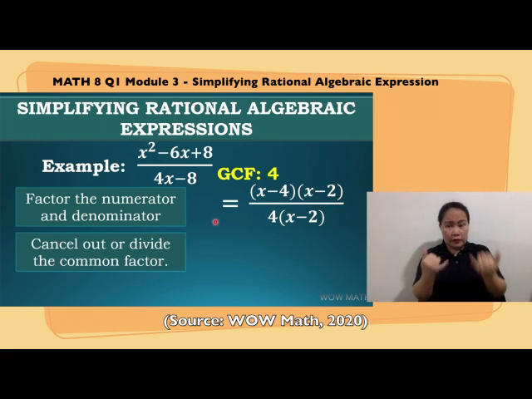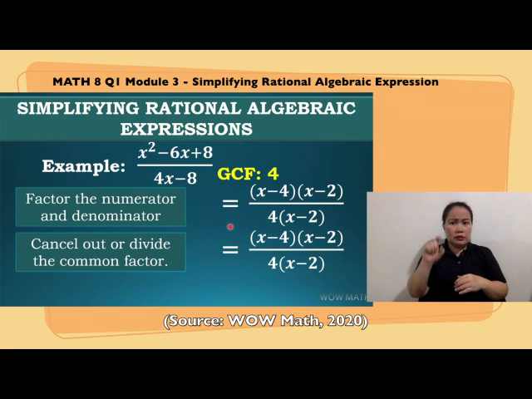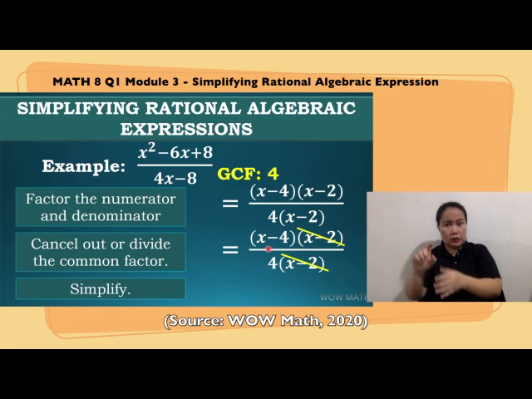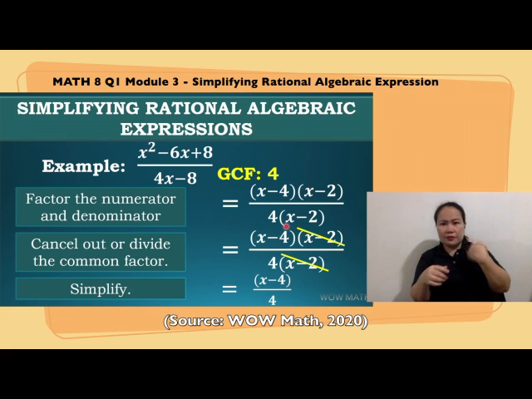Okay, now, we will now cancel out or divide the common factor. So it's very obvious naman that our common factor is x minus 2. So we will cancel out the x minus 2. Therefore, our simplified answer is x minus 4 over 4. Now, by the way, we cannot cancel this 2, ha? Kasi this is the factored form, while this one is a numerical coefficient.